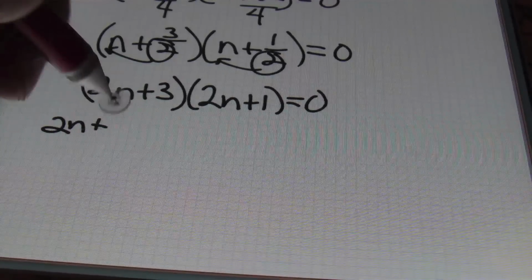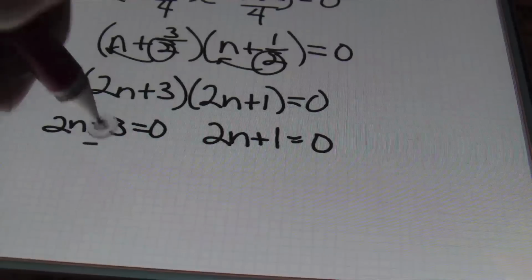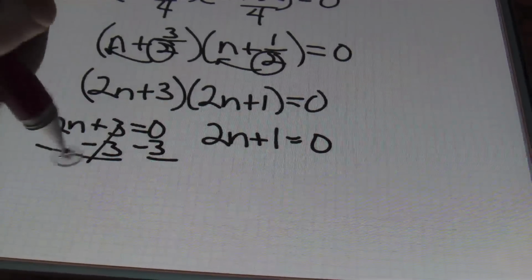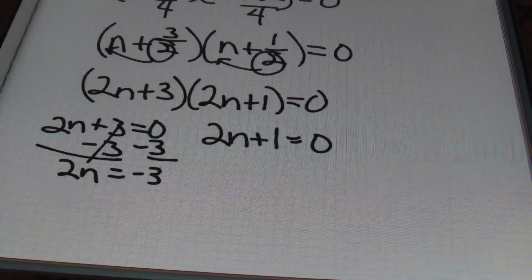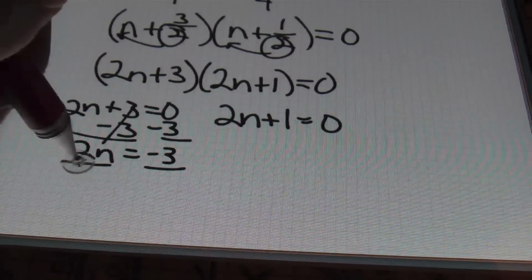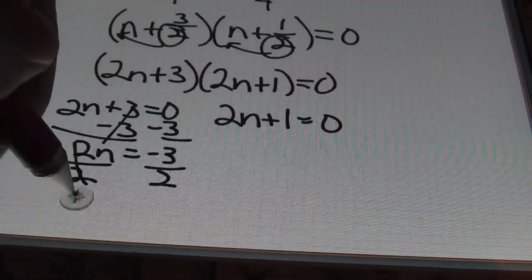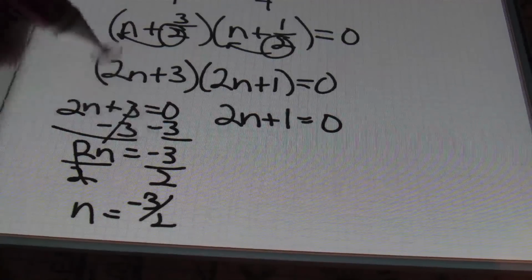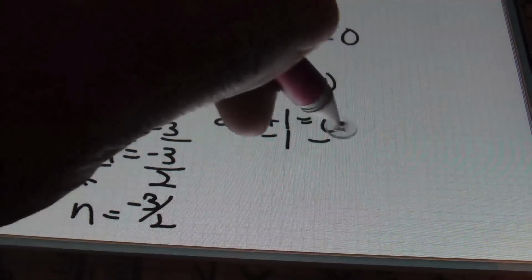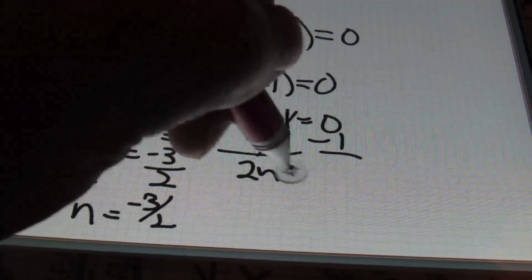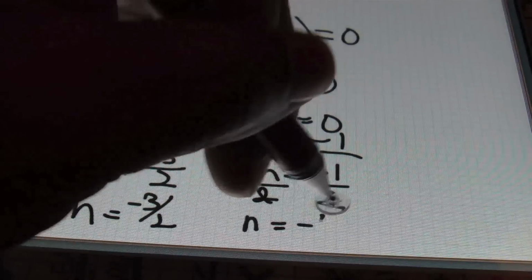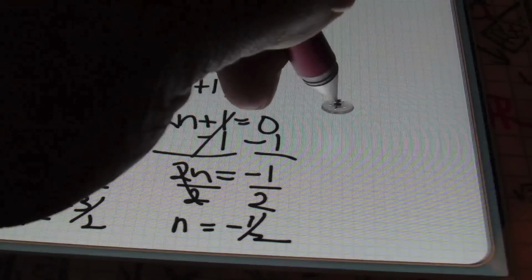So I have 2n plus 3 equal to 0. I have 2n plus 1 equals 0. And then I'll subtract 3 from both sides in this first equation and then divide by 2, like so, so that I end up with a result of n equals negative 3/2 for that first equation. And then I'll be subtracting 1 from both sides, and this will be 2n equals negative 1, and then dividing both sides by 2. This gives me n equals negative 1/2. So our solution is going to be negative 3/2 and negative 1/2.